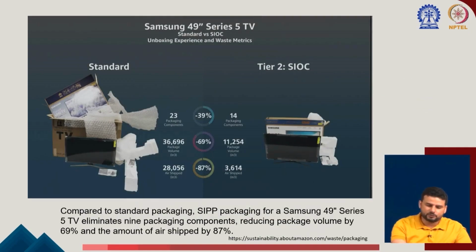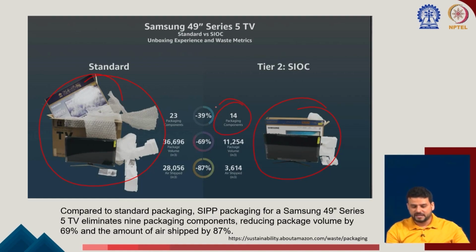This is one example. You can see how many packaging components were used for this standard, and after the change they reduced 14 packaging components, and in terms of volume they reduced 69%. If you are reducing air-shipped volume by 69%, that much cost will also be reduced. But what is the major thing?